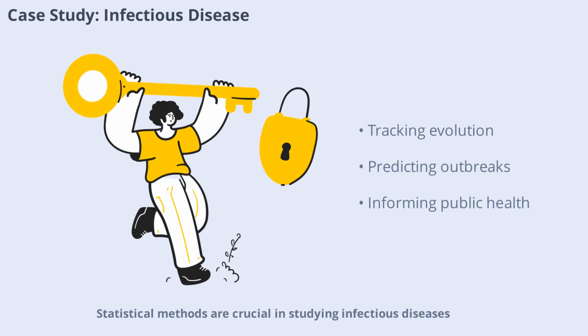Statistical methods are crucial in studying infectious diseases. Bioinformatics tools track pathogen evolution, identify transmission routes, and predict outbreaks. Phylogenetic analysis and genome-wide association studies help understand how pathogens adapt and spread. These insights inform public health strategies and the development of vaccines and treatments.